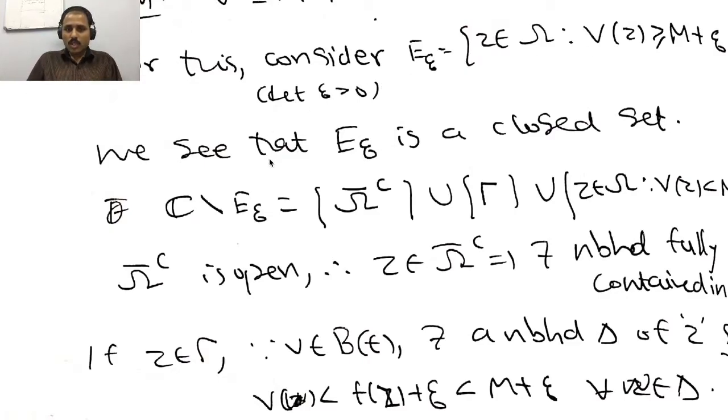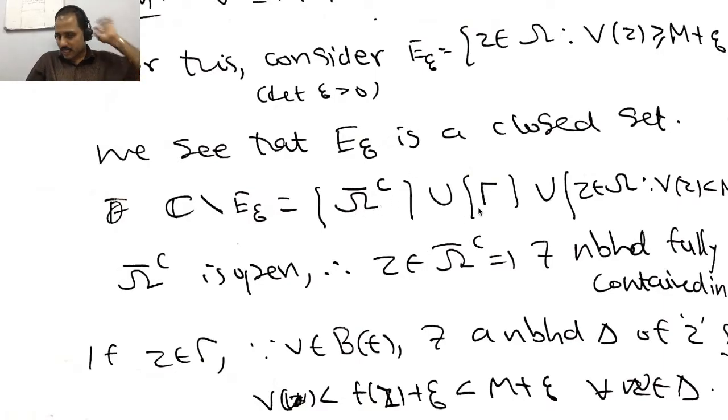Then we see that E epsilon is a closed set. That is easy, because E epsilon is a subset of omega, right? The complement may contain points from the exterior of omega, or the boundary points of omega, or the points in omega which contradict this, that means V of z should be less than M plus epsilon. Now the exterior, any point there is an interior point, so no problem about this. This is an open set.